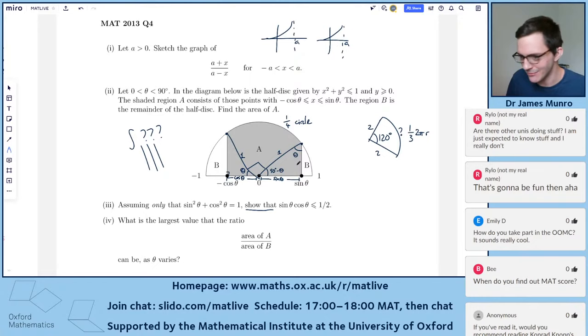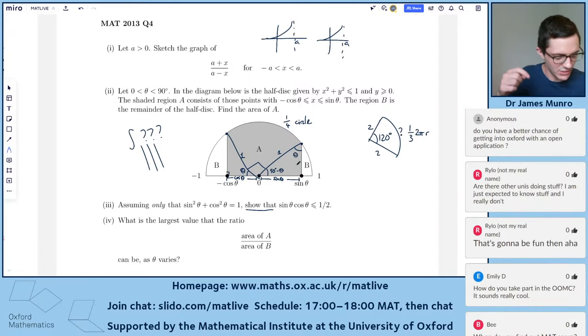Right, open applications. Somebody wants to ask: do you have a better chance of getting into Oxford? No. So when you make an open application, let's catch up everyone. Is anyone still here? I sort of wander a little bit sometimes. When you make an open application, you get allocated to a college straight away. It's the first thing that happens to your application. And then after that, you're treated exactly as if you applied to that college. So you can make an open application, saying, I don't mind which college I apply to. A computer assigns you to a college, and then you're treated exactly as if you applied to that college. So it's not an advantage or a disadvantage, it's just something you can do if you don't care which college.